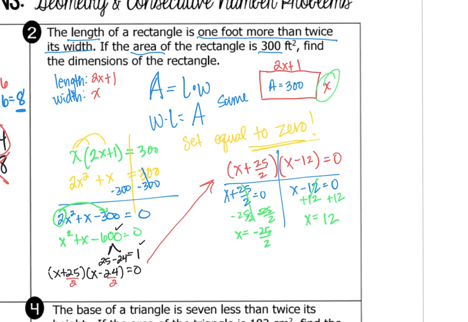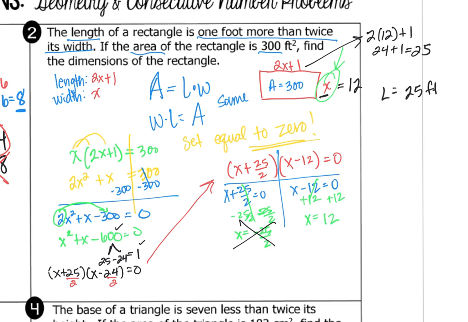Now remember, I'm kind of circling this right here. One of the sides' lengths is x. So length, or width, can never be negative. So we get to cross off the negative 25 halves, and we're going to say that the width here, because it is x, is equal to 12. What does that make the length? Well, to find the length, we are doing 2 times x, which we know is 12, and adding 1. So that'd be 24 plus 1, which equals 25. So our length is equal to 25 feet, and our width is equal to 12 feet.